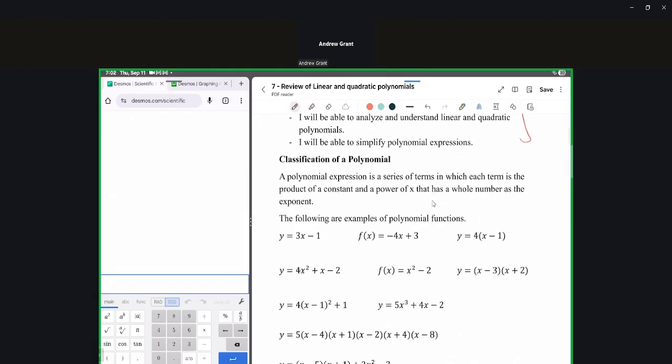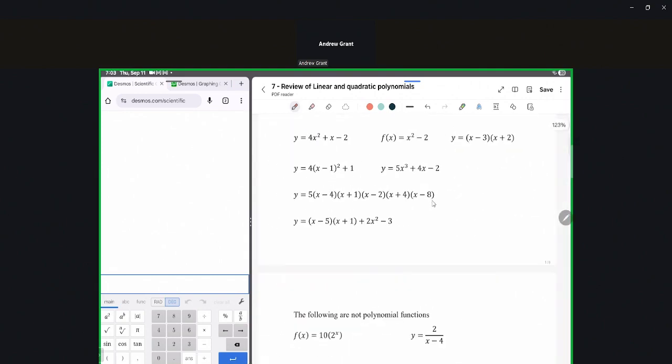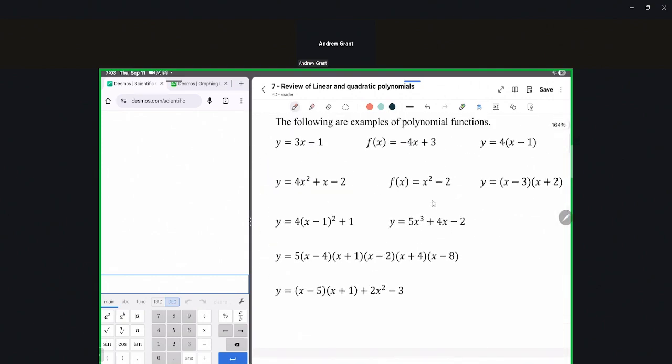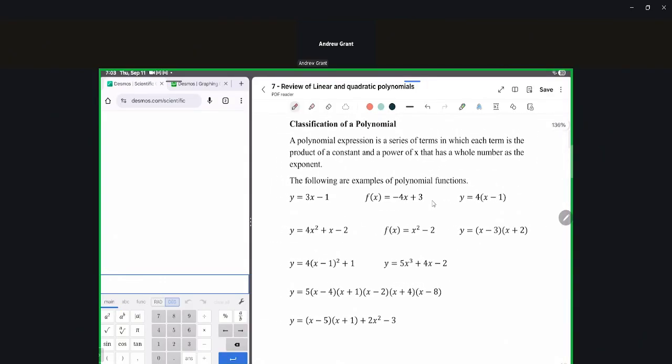So with respect to the classification of a polynomial, zoom out a bit, sorry. A polynomial expression is a series of terms in which each term is the product of a constant and a power of x that has a whole number as the exponent. And so the following are all examples of polynomials.